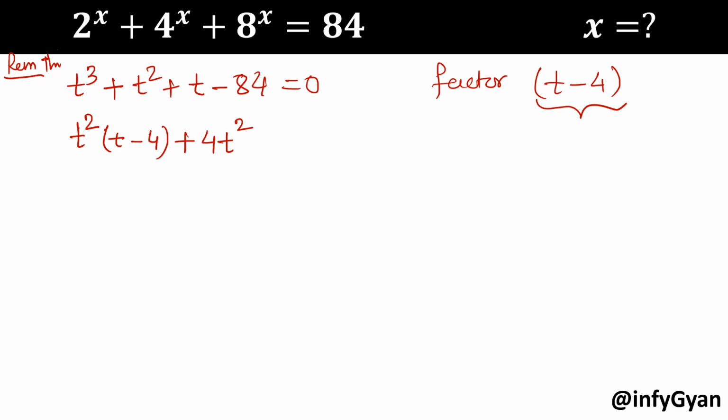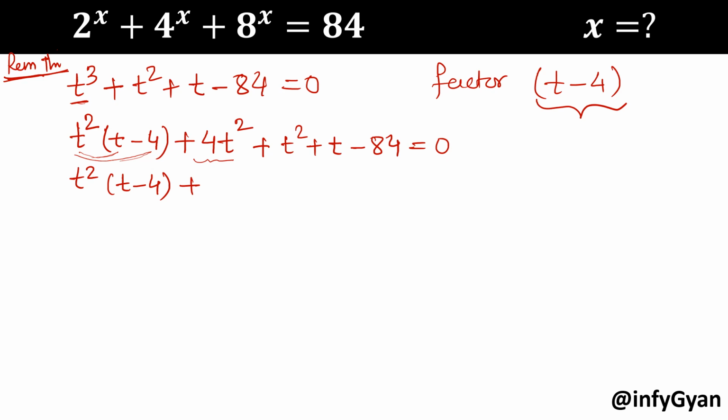I am repeating again: t square into t is t cube. What extra you have done here, whether added or subtracted, t square times minus 4 is minus 4t square. So to compensate that minus 4t square, I had to add 4t square. This is how we will proceed. This is all about the remainder theorem. So plus 4t square, then the remaining as it is, t square plus t minus 84 equal to 0. t square into t minus 4 plus 4t square plus t square, 5t square. Let me write it one time, equal to 0.